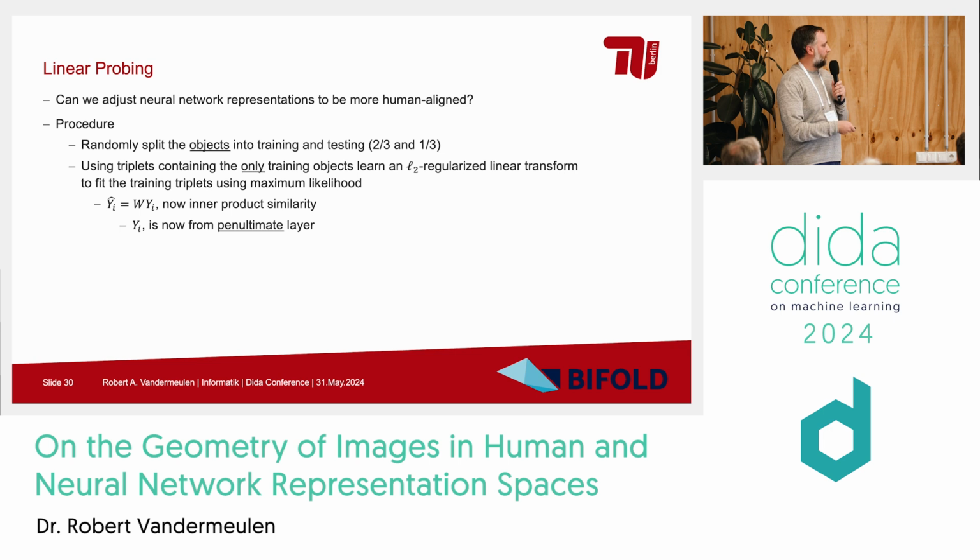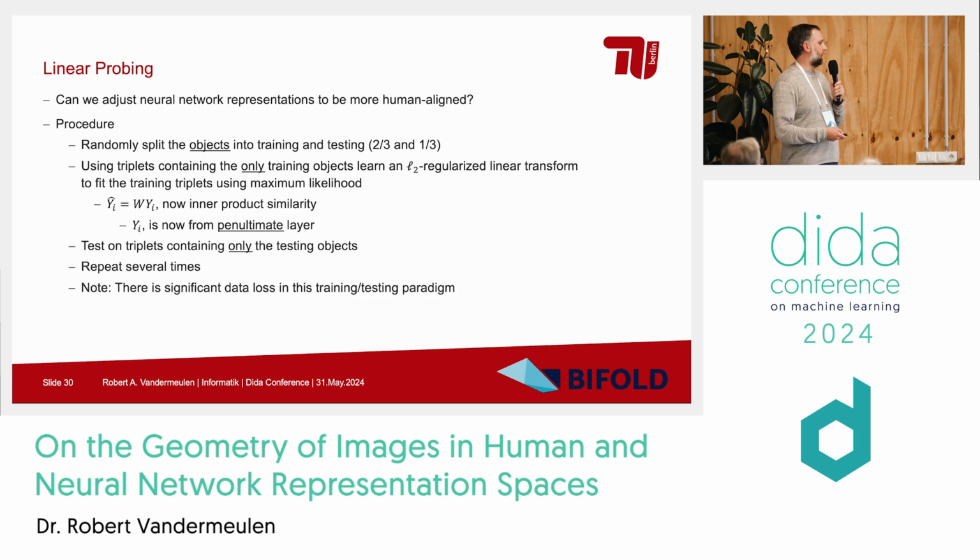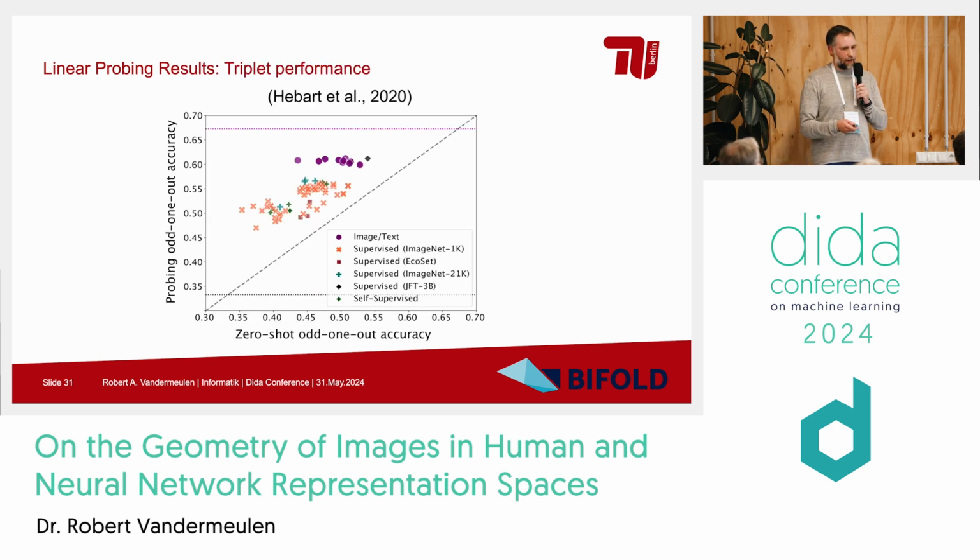Okay, and so now we have a new representation. W is this linear transform. We have a new representation, and Y is now from the penultimate layer. Again, this is just because this is what sort of got the most interesting results out of the networks. Okay, and we repeat this several times, and there's significant data loss. So what happens with alignment? Here's the original zero shot, here's probing, and here are the accuracies. We see that everything benefits from probing, probably not too surprising. The main thing we see here is that image text models are winning very clearly now.